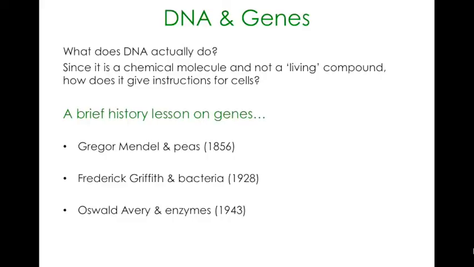Okay, so we're going to look at a few people, three people in particular. Gregor Mendel and his work on peas in 1856, and Frederick Griffith and bacteria in 1928, and Oswald Avery and enzymes in 1943. We're going to look at how each of these people have contributed to our understanding of genes and genetic inheritance, and why their contribution is so significant. We're going to look at a few other things as well, but we'll go from there.